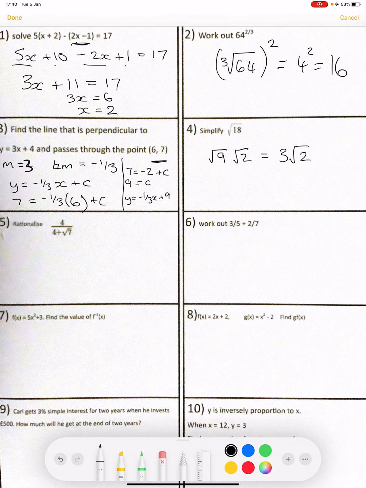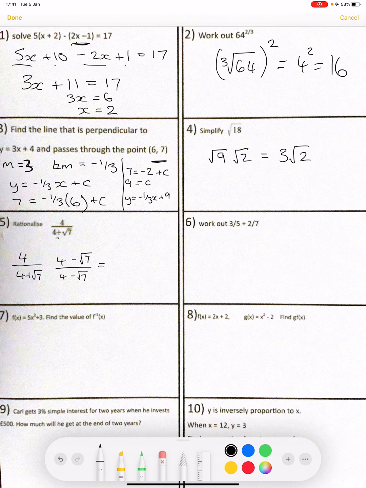Question 5. Rationalise 4 over 4 plus root 7. So for this, I need to use something called the difference between two squares. So I have a plus at the bottom here. So I'm going to multiply this whole thing by 4 minus root 7 over 4 minus root 7. And the reason why we do that is it will cancel out the root at the bottom and the number will become rational or just a normal whole number.